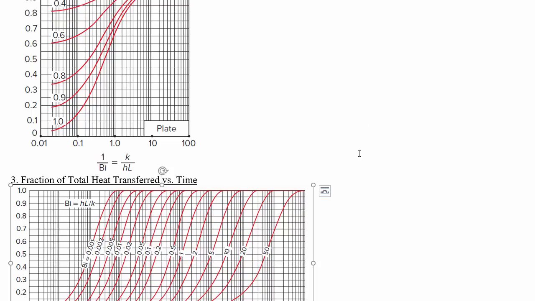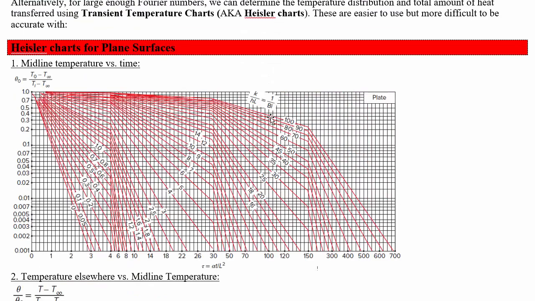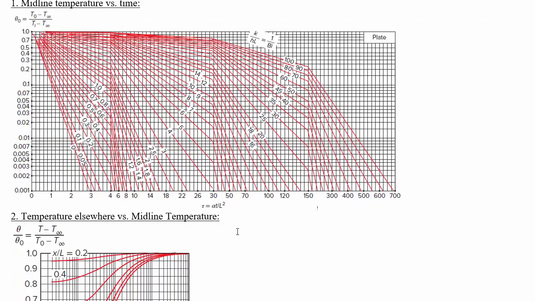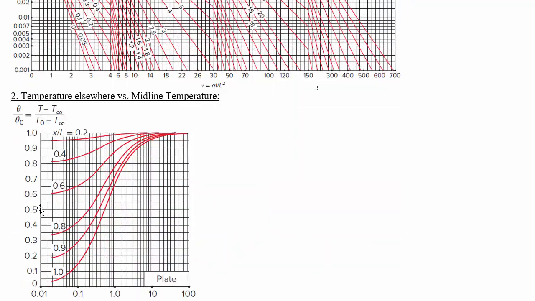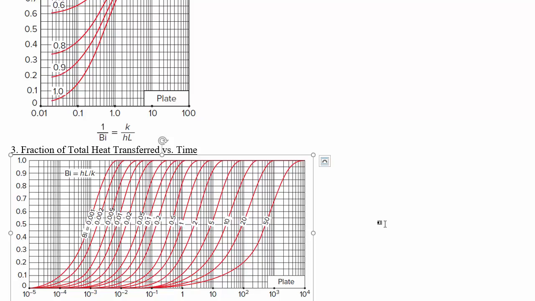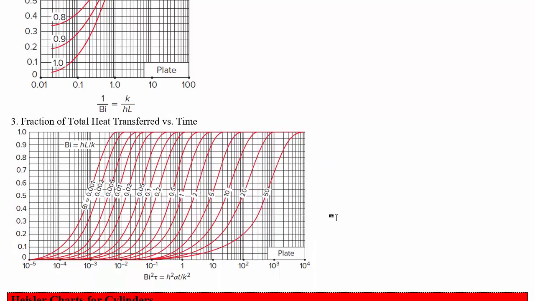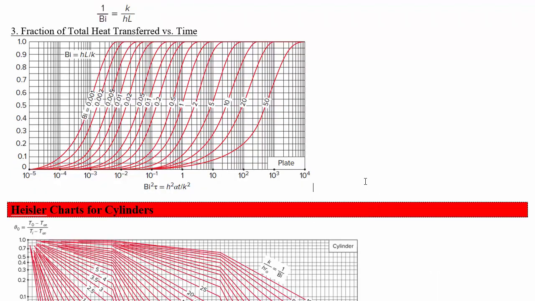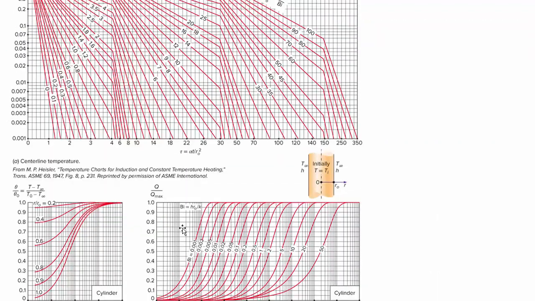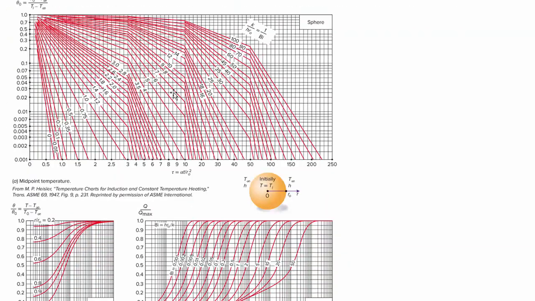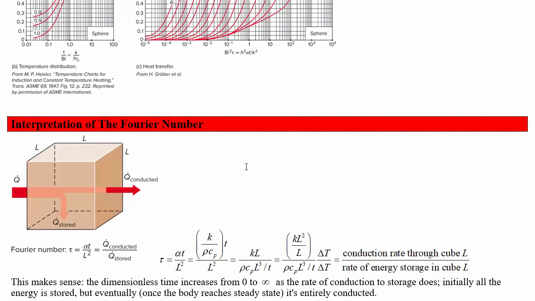So while the charts can be a little bit complicated to use, ultimately you just need to know the Bi number and Fourier number and position that you're interested in, and then you can find out what the temperature is and what fraction of the total heat has transferred from the object. Remember that if you're dealing with cylinders, you need to use a separate set of charts, but they work exactly the same. And same thing if you're dealing with spheres, separate set of charts, but they work the same.